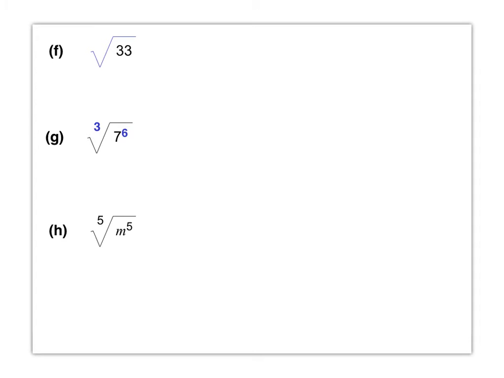Let's look at the square root of 33. Now let's go from the radical form to the exponential form. We can write this as 33 raised to the exponent of 1/2.